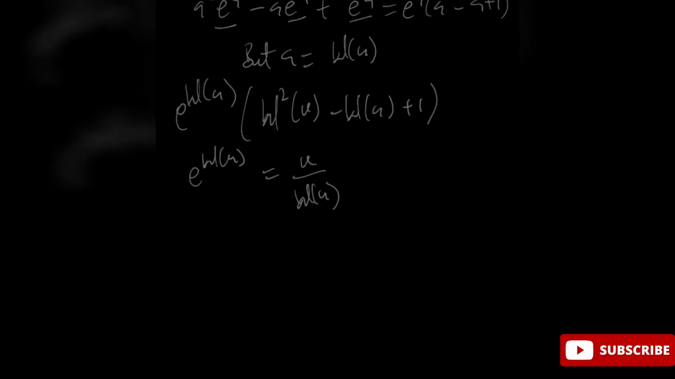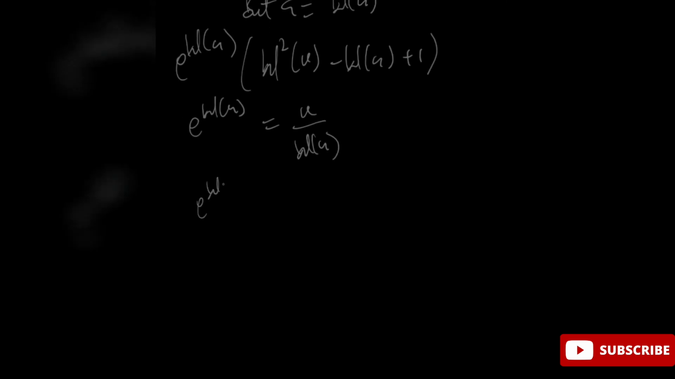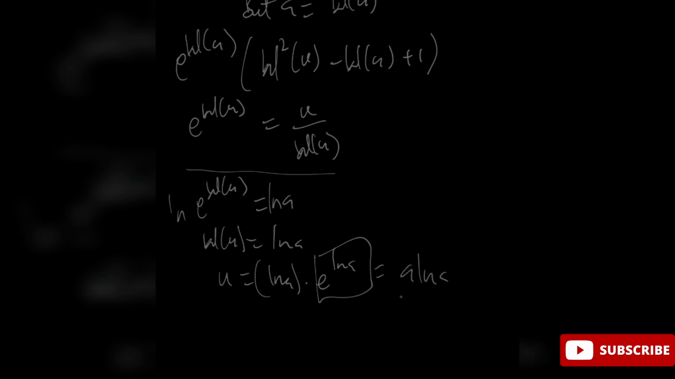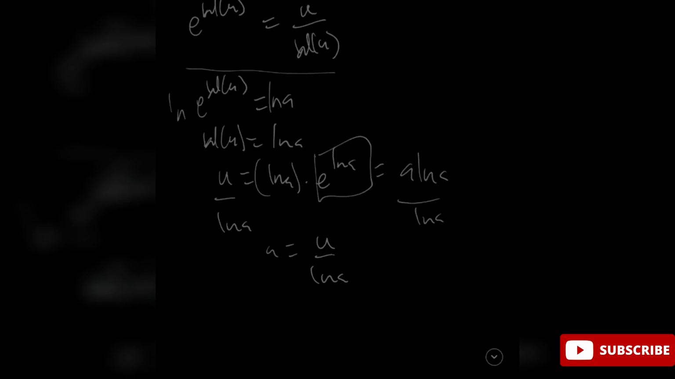Okay, now e power w of u is the same thing as u over w of u. Now, the reason is this. Let's say e power w of u is equal to a. This is not really part of the solution. I'm just trying to prove why this is the same thing as that. So let's say we take natural log on both sides. We get w of u equals ln of a. Okay, so if w of u is equal to this, then that means u is equal to this multiplying e power ln of a. But this is the same thing as a, so we get a ln of a. We can divide both sides by ln of a, so that we get a equals u over ln of a.